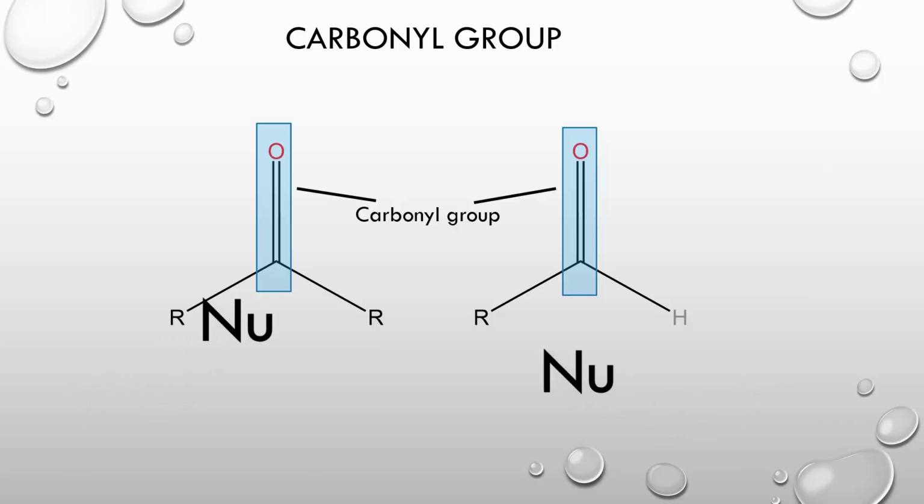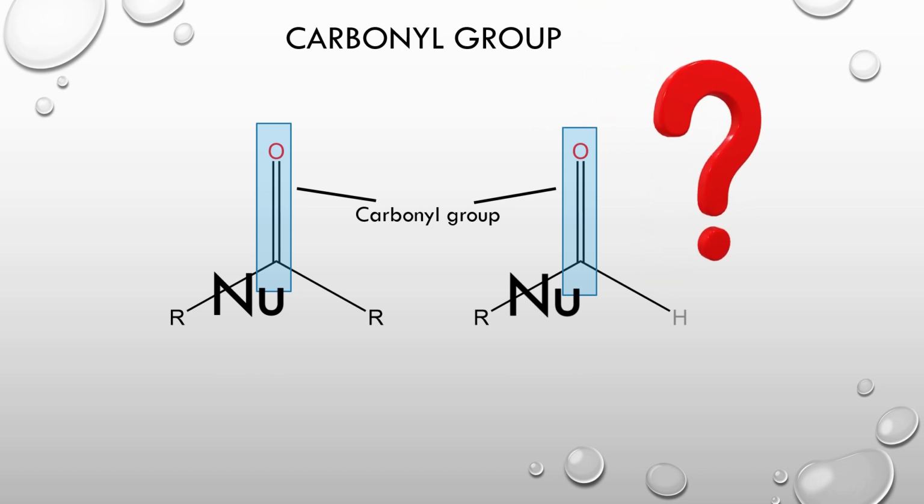Now, after understanding what carbonyls are, we have to understand why a nucleophile chooses to attack the carbonyl group. For this, we have to see closely the structure of the carbonyl. Let's observe the orbital structure of the carbonyl group closely.